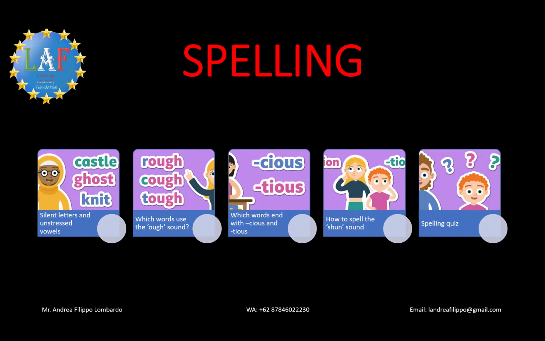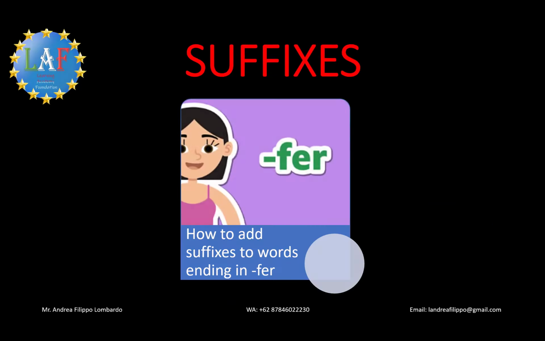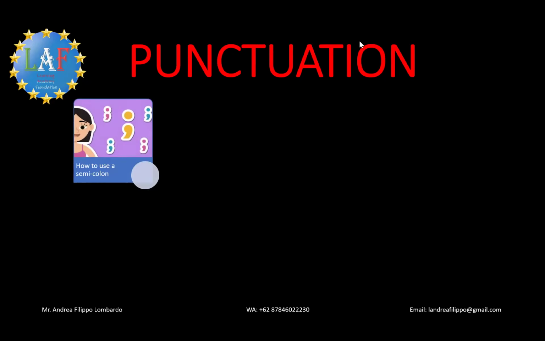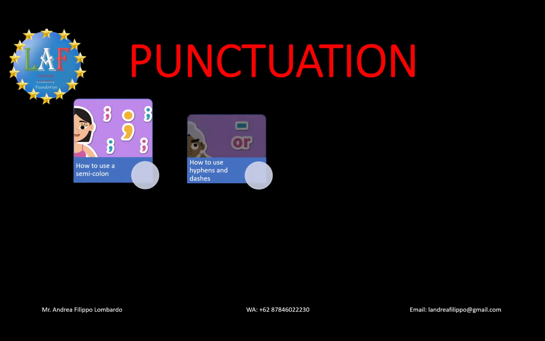Next, the section will be about suffixes, where the students will find out how listening to the stress of the final syllable can help when adding suffixes to words. Then the next section will be about punctuation, where the students will find out how a semicolon can replace a full stop between two sentences that share a theme, and how to use hyphens to connect words and dashes to punctuate sentences.